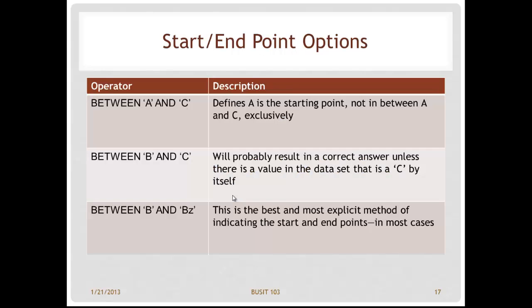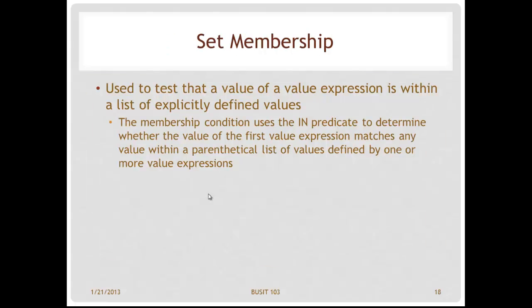What we need to be aware of with the between is we may think that if we want the letter B, we should say between A and C. Remember what I said, that between is inclusive. If I want all of the B's, I need to write my search string or my criteria so that I'm including only the B's. Set membership, we use set membership to test if a value of an expression is within a list of explicitly defined values. We use the in predicate to do that.